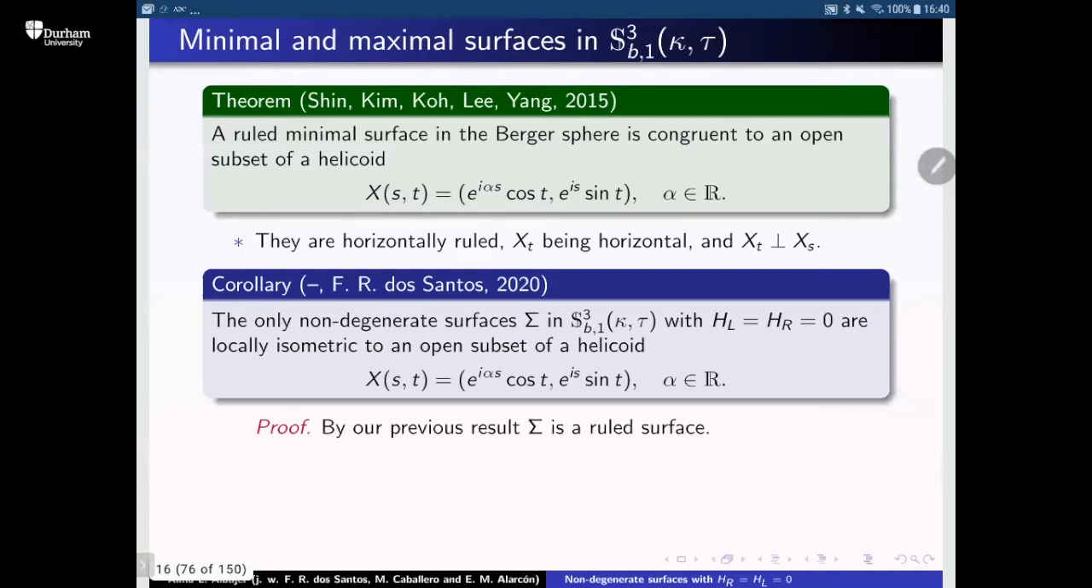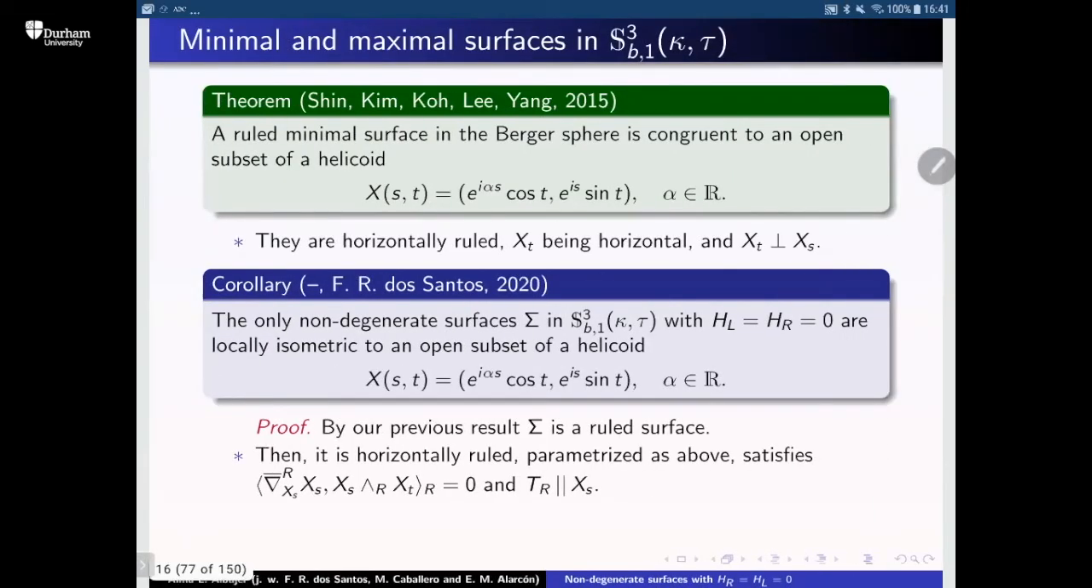So how can we do it? By our previous result, we know that any non-degenerate surface in the Berger sphere which has both mean curvature functions equal to 0 should be a ruled surface, and then in particular a ruled minimal surface. So by the above theorem, it should be one of the surfaces of this family. So we only have to show that these surfaces are also maximal, and we can do it.